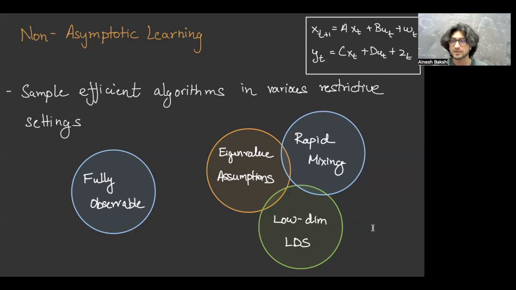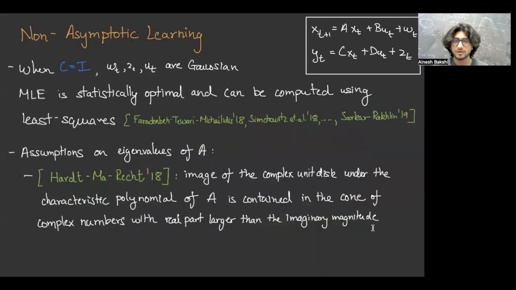Finally, there are also a set of works that work in the regime where the size of the linear dynamical system is a small constant, and the algorithms are exponential in the size of the linear dynamical system. In the next couple of slides, I'll state the assumptions in a bit more detail. I'm going to only flash through these slides, so feel free to pause the video and read the assumptions in detail or refer to the paper.